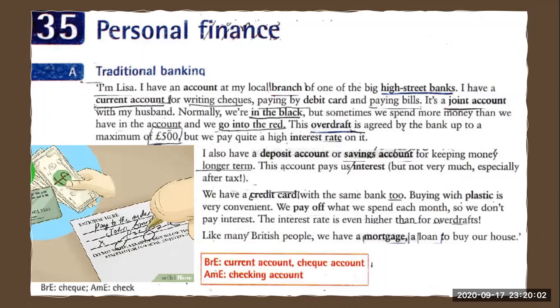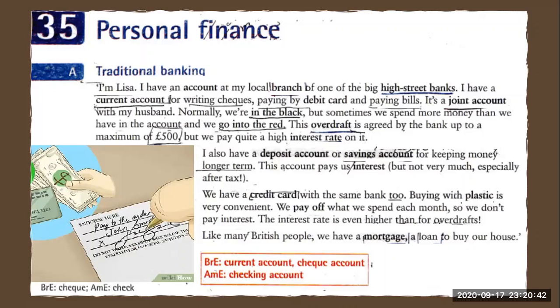Normally, they are in black. Black means that everything is good. But sometimes we spend more money than we have in the account, and we go into the red. So red is not good. Red numbers means that you are doing something wrong there. You are spending more money than the money you actually have. This overdraft is agreed by the bank up to a maximum of £500. This is not dollars, this is pounds. But we pay quite a high interest rate on it.